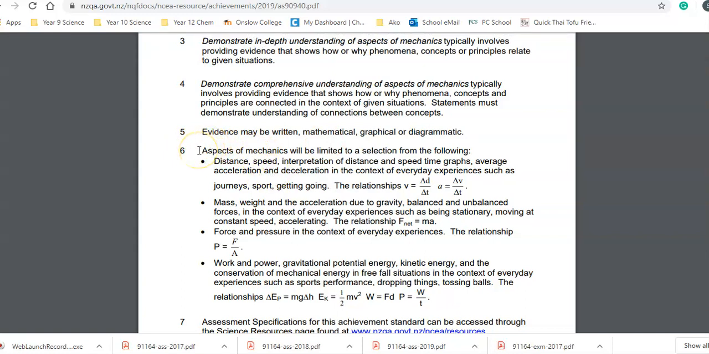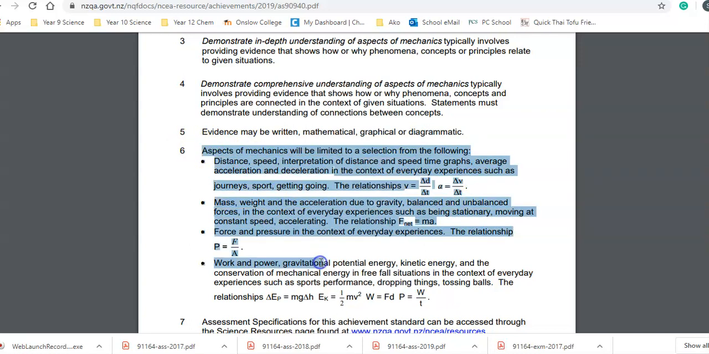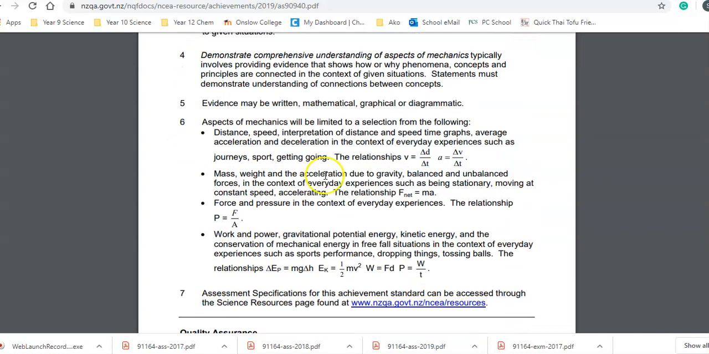This is an external standard, so you'll be assessed for this during an exam at the end of the year. You will have topic tests during the year and school exams during the year as well. But the only time that you actually get the credits for this course is based on your performance in the end of year exam. So in that exam, you won't be tested on anything more than what's written here.